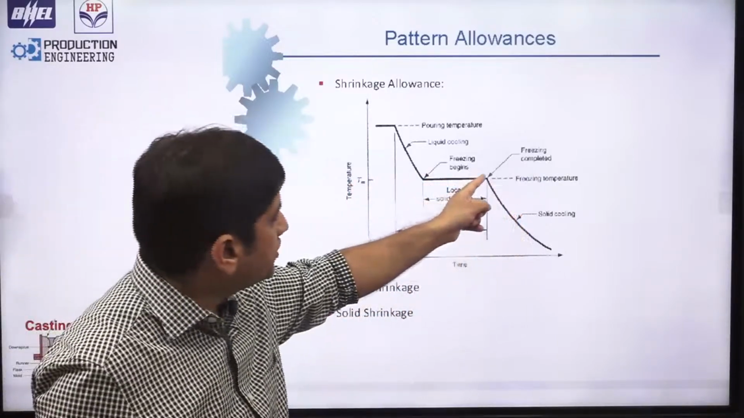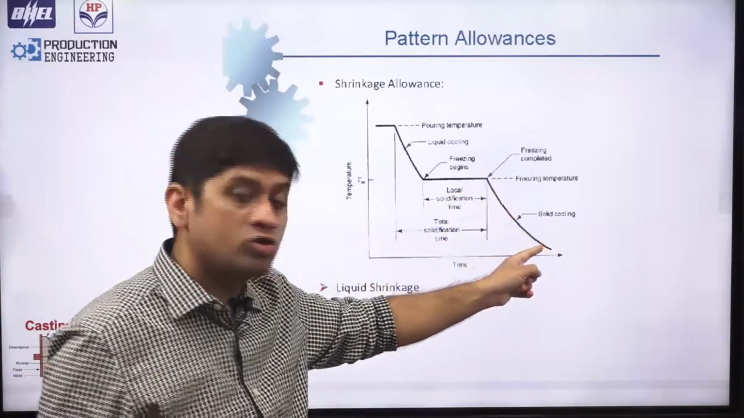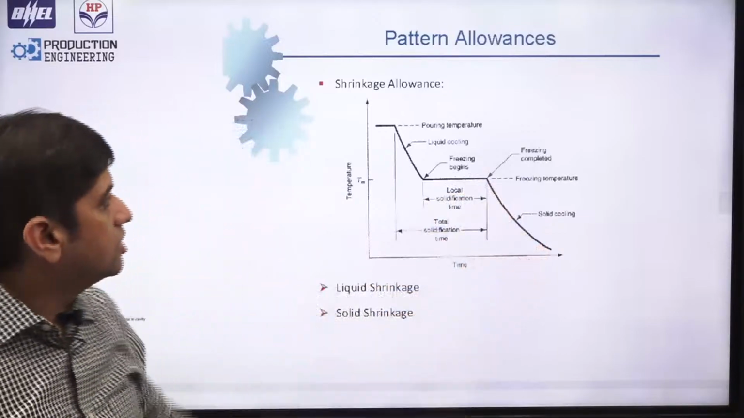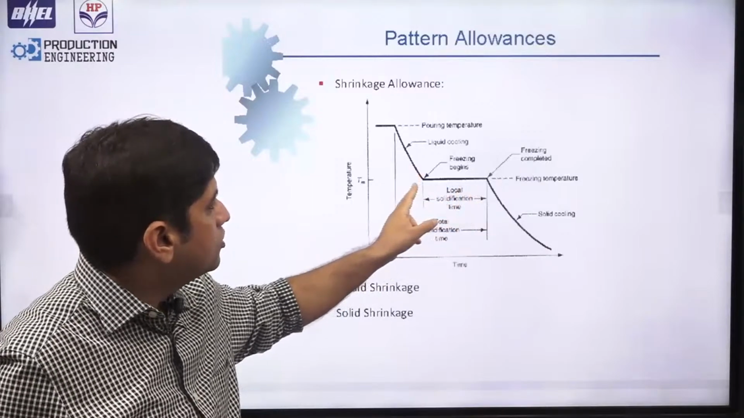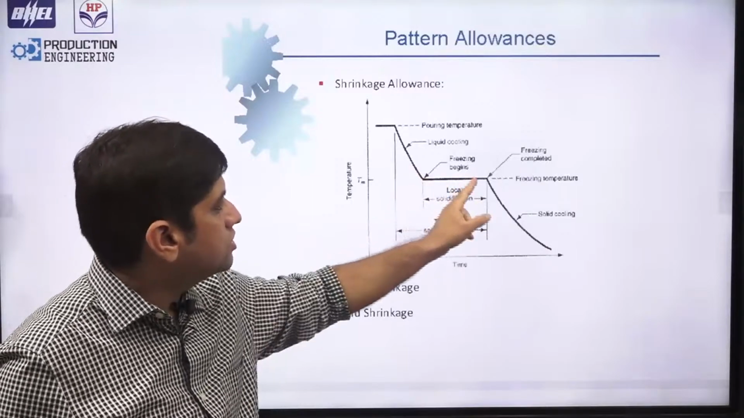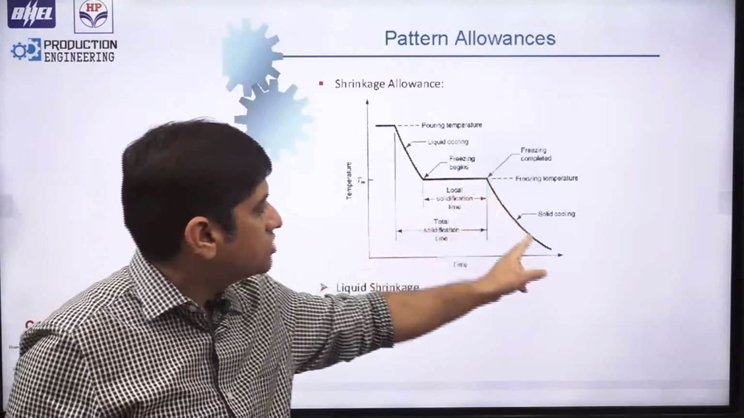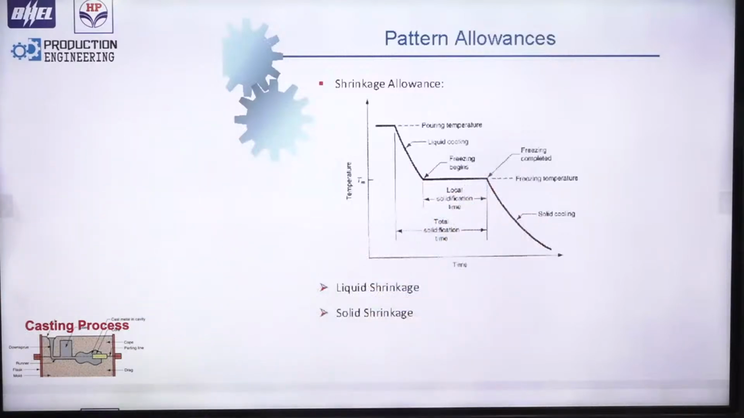So from the solidification to room temperature, there is also a solid shrinkage. So there's a liquid shrinkage, and then there's a solidification freezing situation, and then there's a solid shrinkage. So this is how total solidification happens. What solid shrinkage is and what liquid shrinkage is is very clearly visible here. You can understand the solid shrinkage and liquid shrinkage.